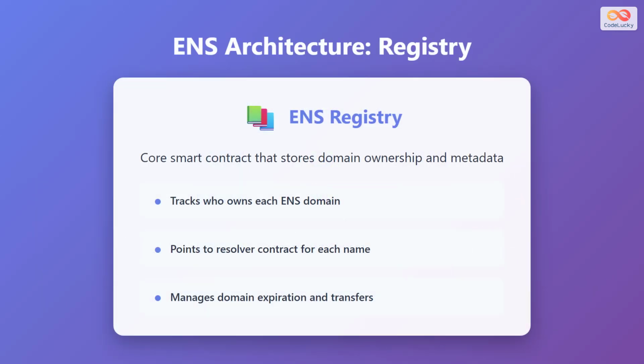The ENS architecture has 2 main components. The first is the ENS registry. This is the core smart contract that stores all domain ownership information and metadata. The registry tracks who owns each ENS domain, points to the resolver contract for each name, and manages important details like domain expiration and transfers. Think of it as the central database that keeps track of all ENS names and their owners.